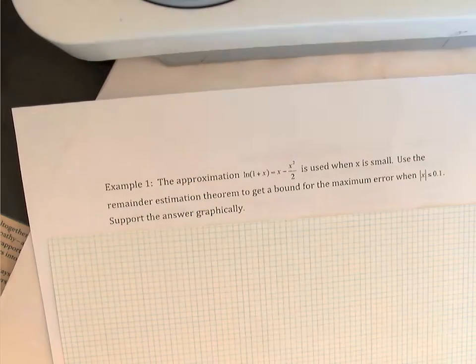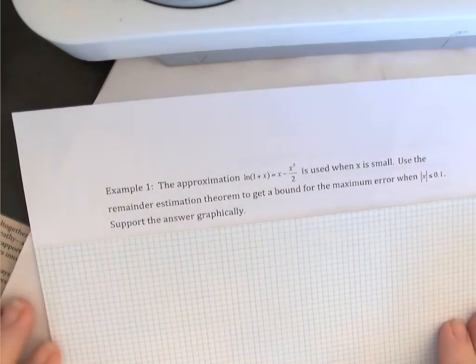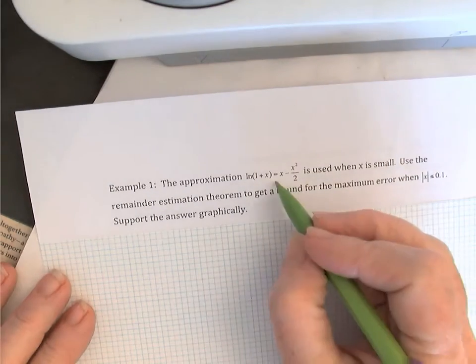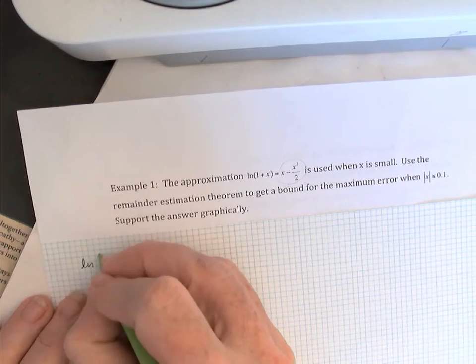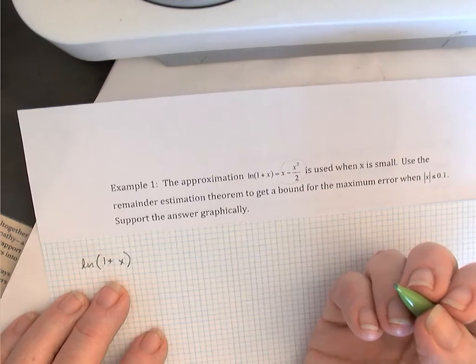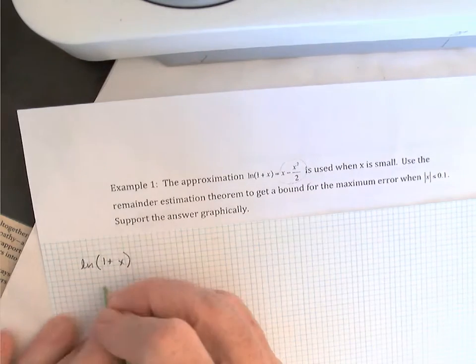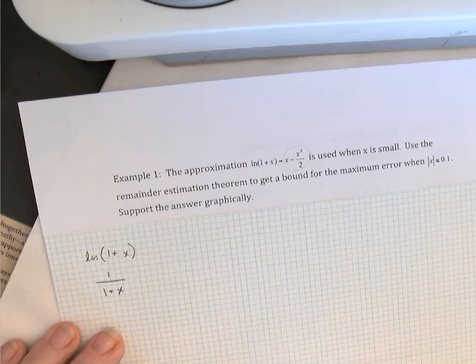I am going to go back and revisit this problem that we were in the middle of when the bell rang today. So here we are, we're using an approximation, and what we said in class about natural log of 1 plus x is that we actually could come up with this very quickly because we know that 1 over 1 plus x could be considered a geometric series.